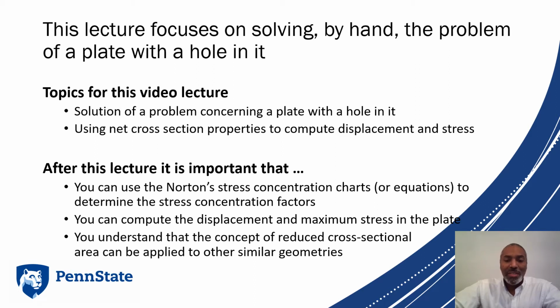And finally, that you understand that this concept of reduced cross-sectional area can be applied to other geometries that are similar. So yeah, the notches reduce the cross-sectional area, the hole will reduce the cross-sectional area, and as long as we have the right table or the right correlation equation, we can apply the same methods.